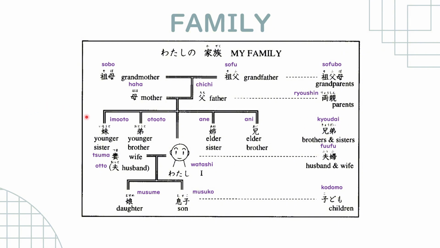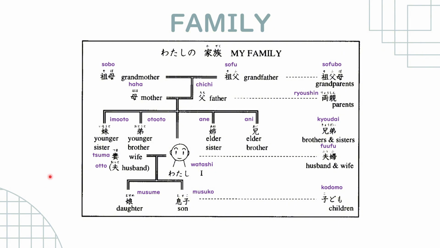Okay, so watashi no imoto, my younger sister. Watashi no ototo, my younger brother. Watashi no ane, my elder sister. Watashi no ani, my elder brother. Watashi no kyodai, my siblings.